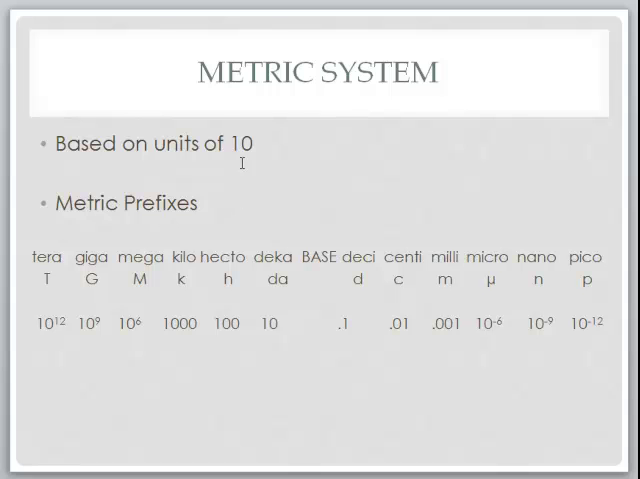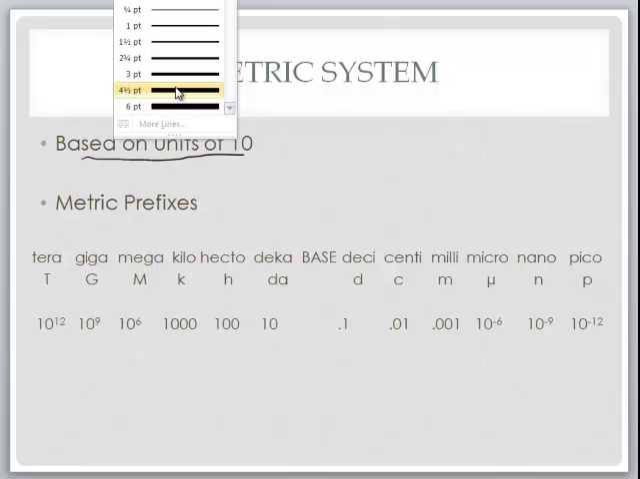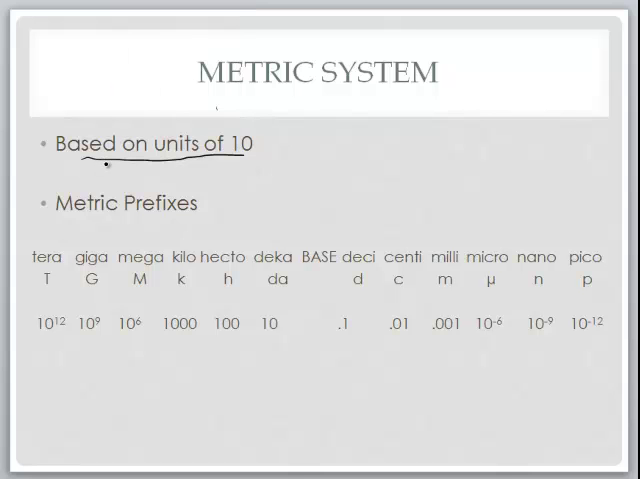What we're going to use primarily in this course is the metric system. The metric system is a lot different than the English system because it's based on units of 10, and that's what makes using the metric system so easy. An example would be in the English system, there's 12 inches in a foot, there's 5,280 feet in a mile, etc. There's not much rhyme or reason between the units. However, in the metric system, everything is based on a factor of 10.